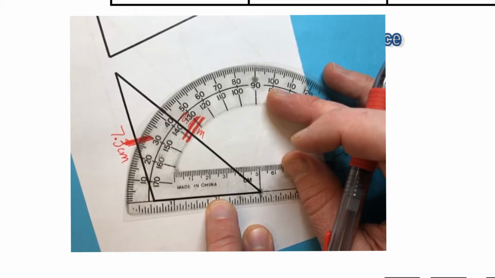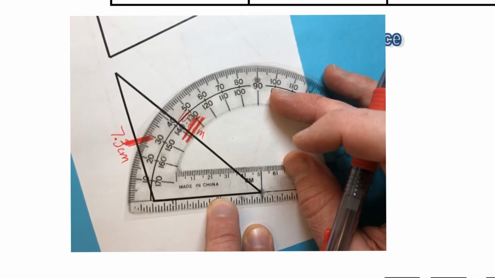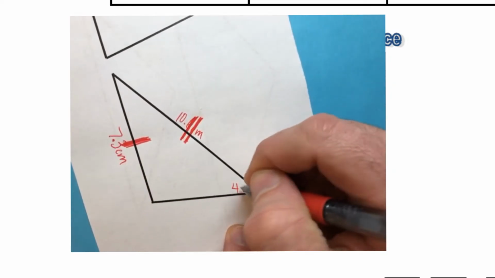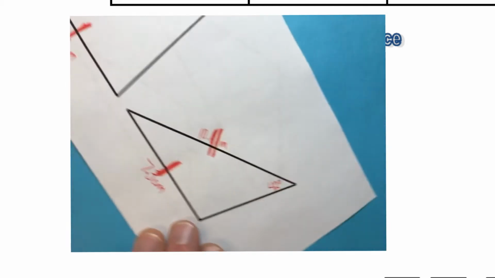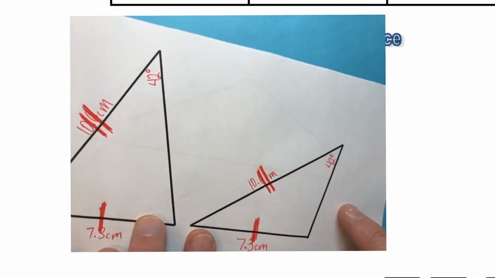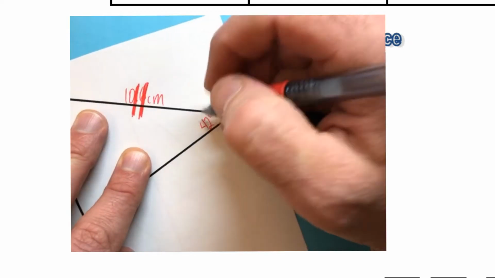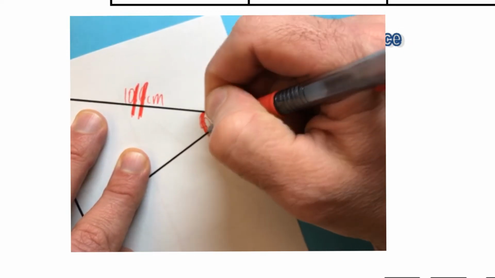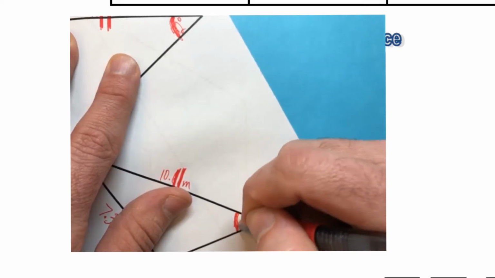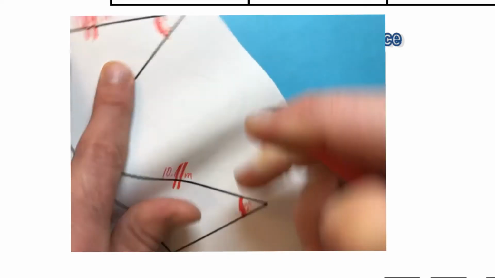How big is that one? Same thing. It's between 41 and 42, so we'll say it's 42 degrees. Okay, so what do you notice about these two angles right here? They're congruent. So this angle is congruent to this angle right here.